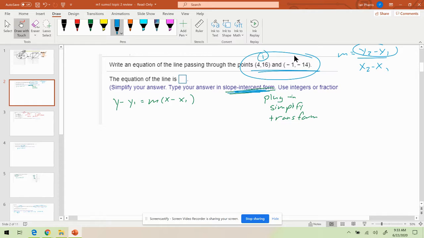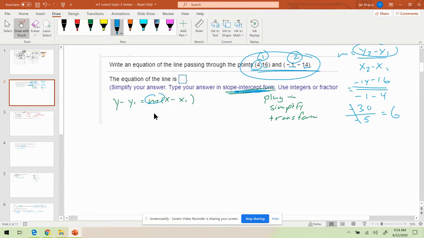So I'm going to label them for us. There's point 1, there's point 2. So our slope is going to be negative 14, that's y2, minus a 16. Watch out for parentheses and negatives. And then x2 is negative 1 minus x1. So it's going to be minus 4. So it looks like that up there is negative 30. And it looks like that is negative 5. What's negative 30 divided by 5? That's going to be a slope of 6.